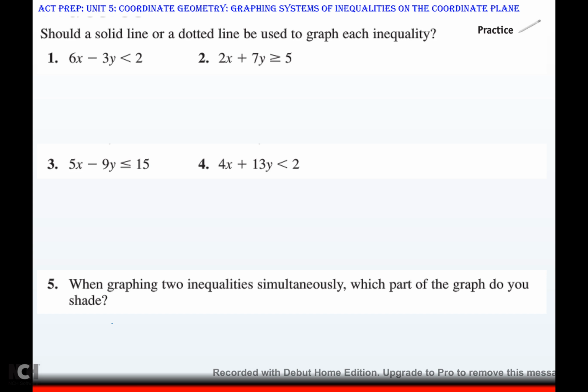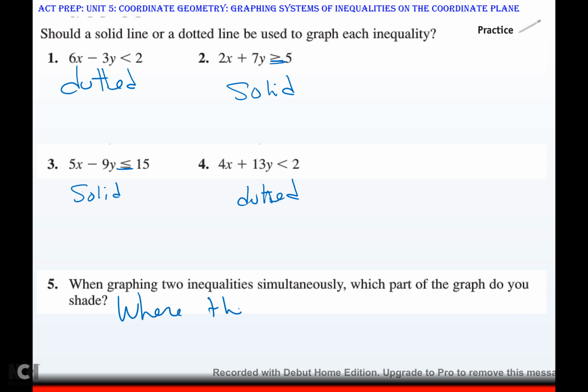All right, so some practice problems. It said, should a solid line or a dotted line be used to graph each inequality? You look at the inequality. If there's no bar, that means dotted. Bar means solid. No bar means dotted. 5. When graphing two inequalities simultaneously, which part of the graph do you shade? You shade where the shadings overlap. Okay.